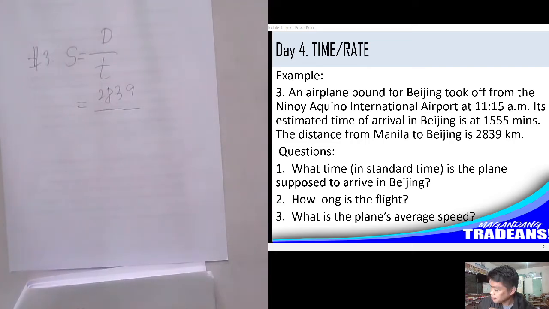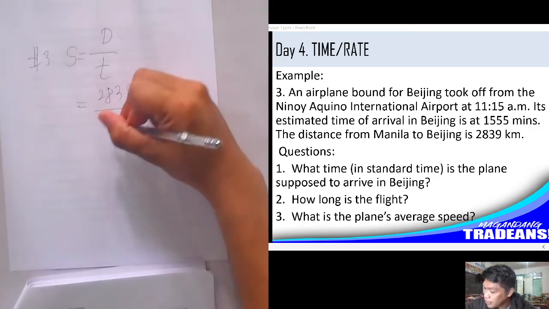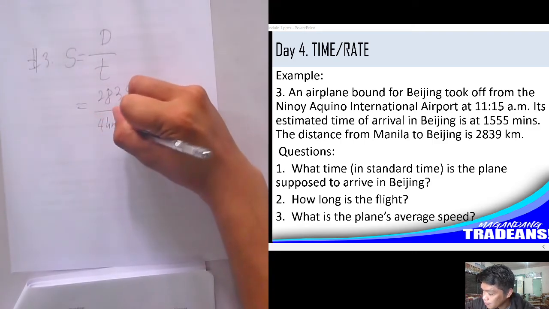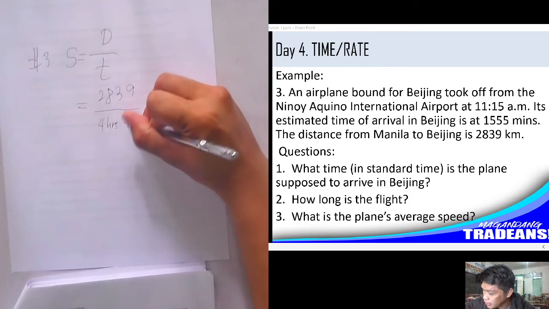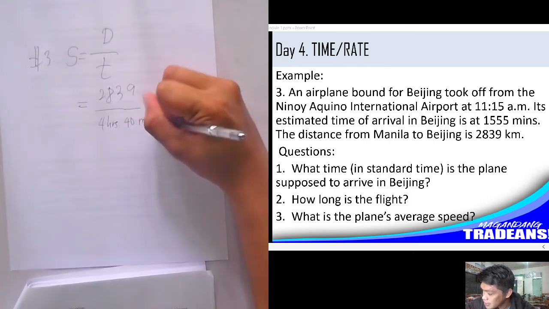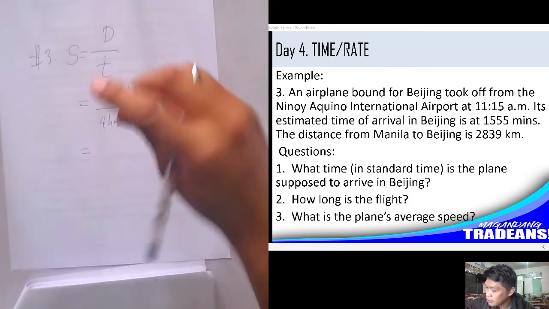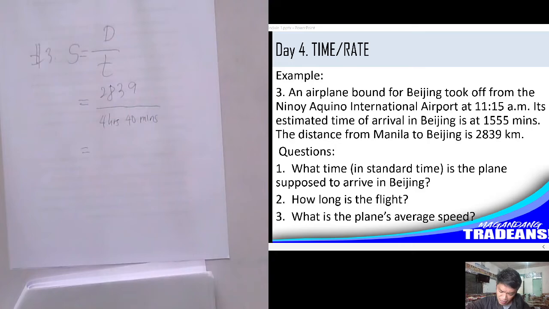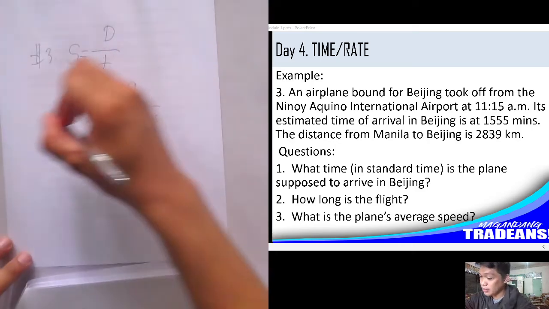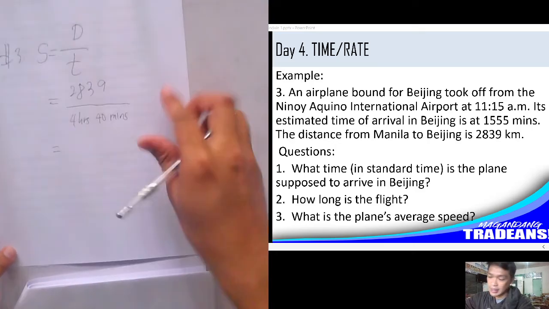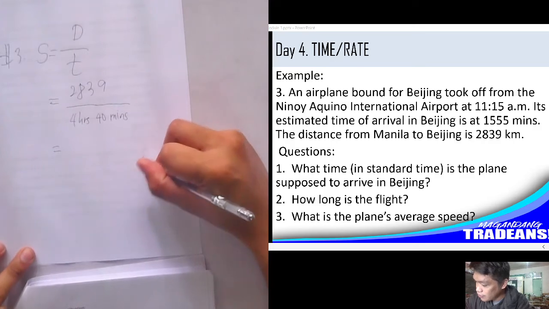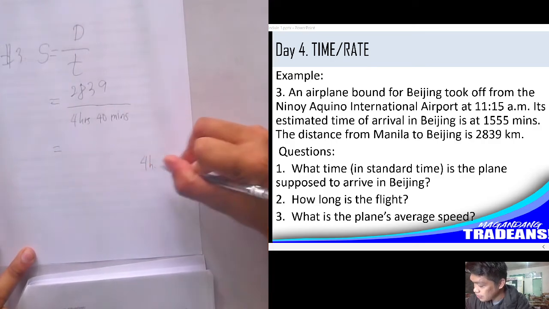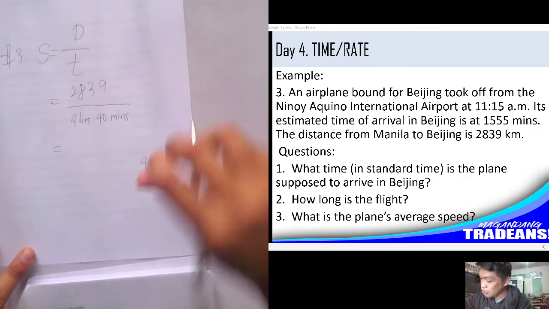Okay. 4 hours and 40 minutes. Now, in this case, hindi po siya pwede i-divide ng 4.40. Kasi po, bawal po yan siya. Okay, in this case, yung 2839 natin, dito muna tayo, solve muna tayo sa gilid. Yung 4 hours and 40 minutes natin, i-convert muna natin siya.